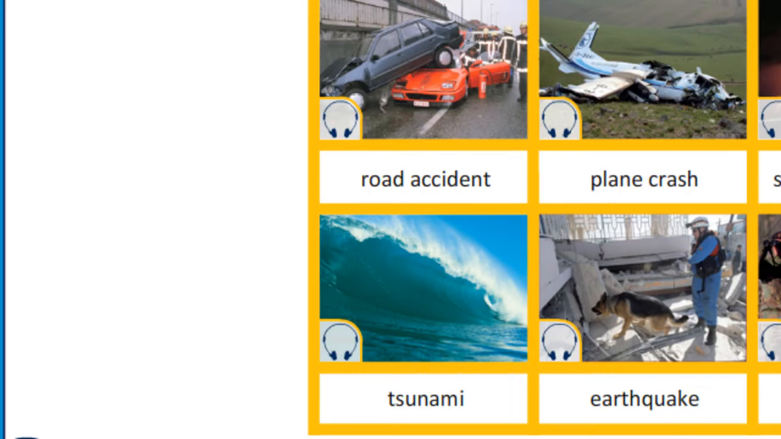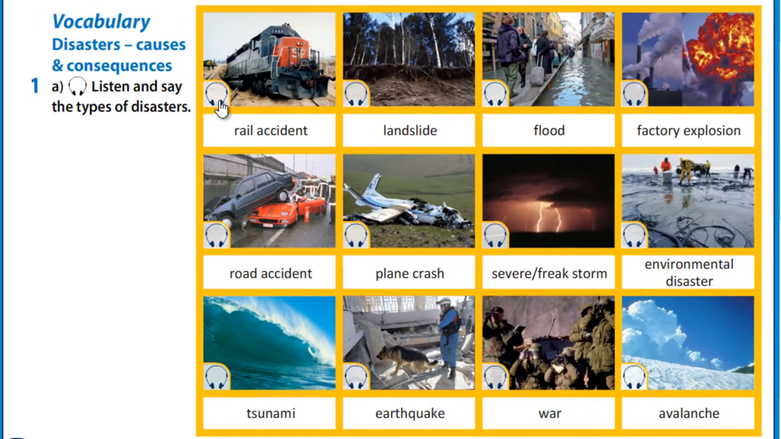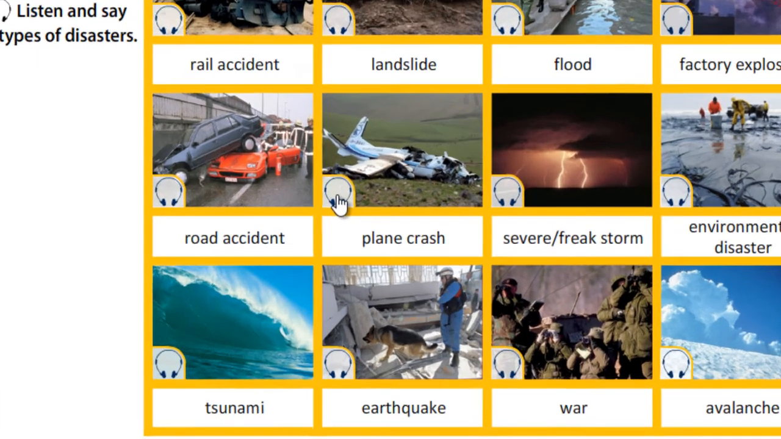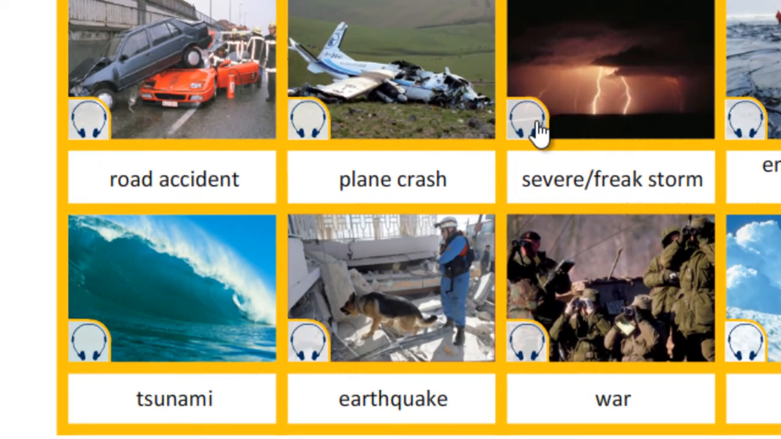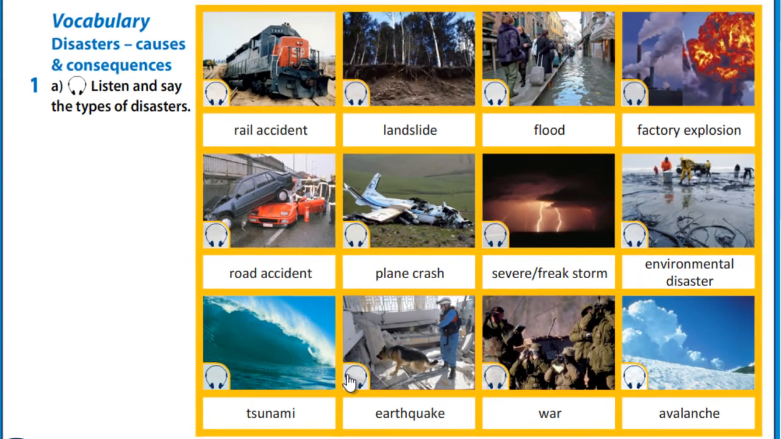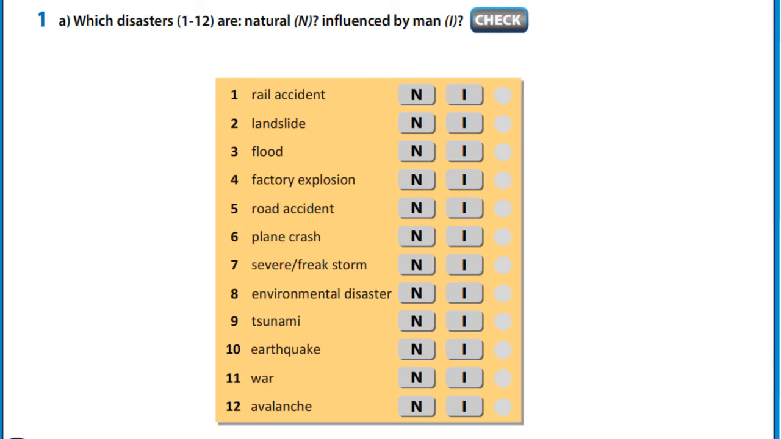Okay? Now listen. Rail accident, landslide, flood, factory explosion, road accident, plane crash, severe storm, freak storm, environmental disaster, tsunami, earthquake, war, avalanche. Now let's find which are natural, which are influenced by man. I give you 3 minutes for doing this task.